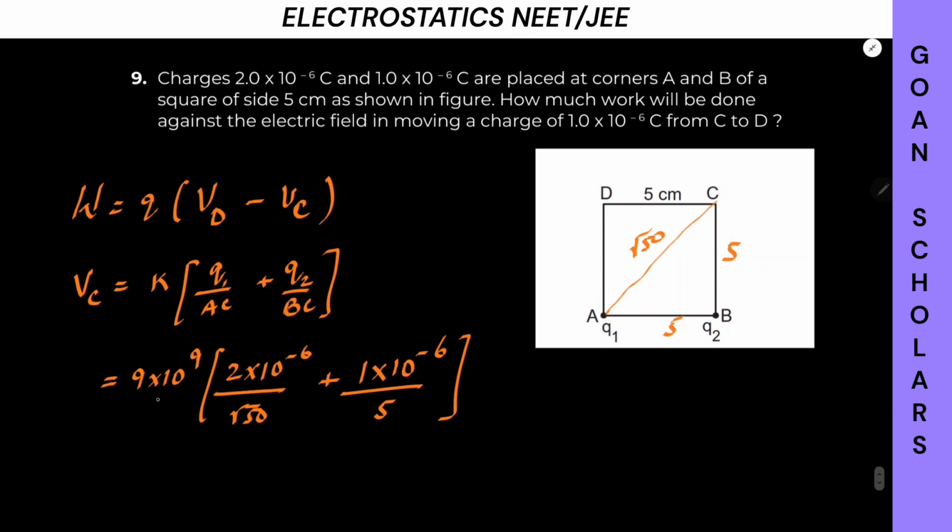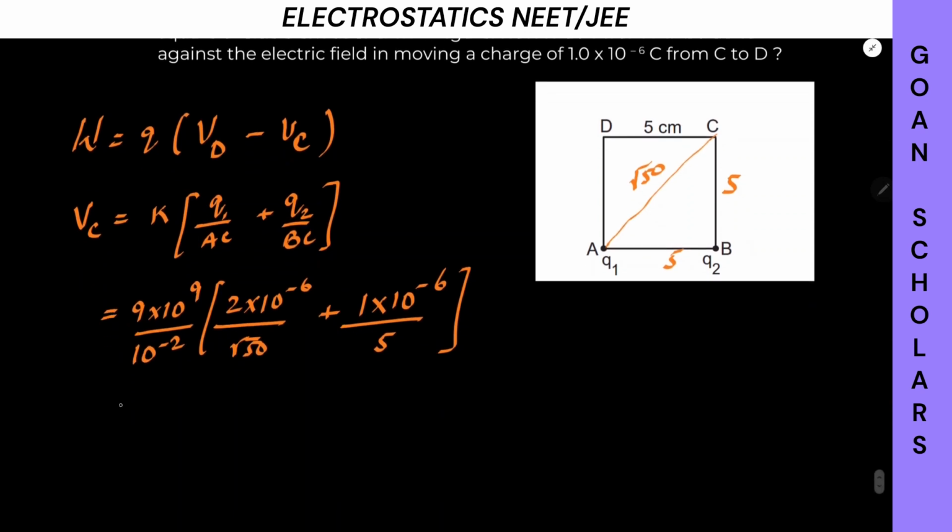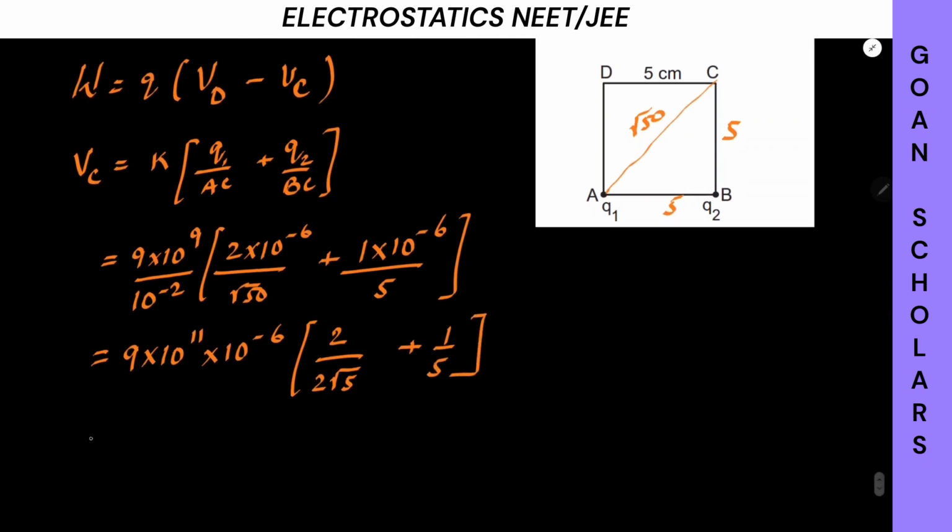Let's simplify it further, and this is in centimeters. Be very careful. So let me take here 10 to the power minus 2 common, correct? So this will give us 9 into 10 to the power 11, okay, and 10 to the power minus 6 also common. So this will be 2 upon root 50. Root 50 is 5 root 2, plus 1 by 5, correct? Okay, so this will give you 9 into 10 to the power 11 minus 6, 2 by root 5 plus 1 by 5. Okay, this is our VC, equation number 1.